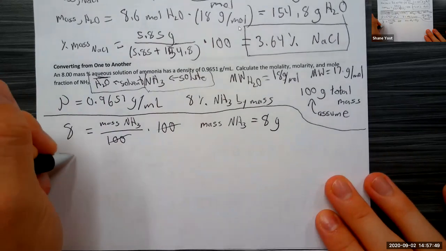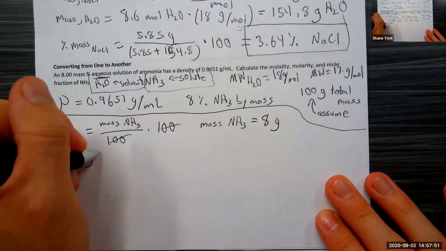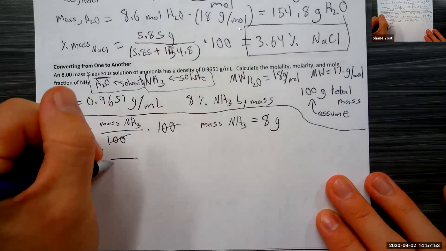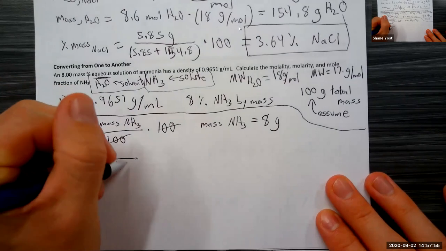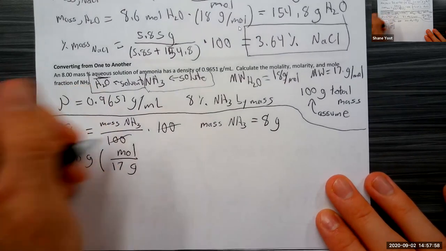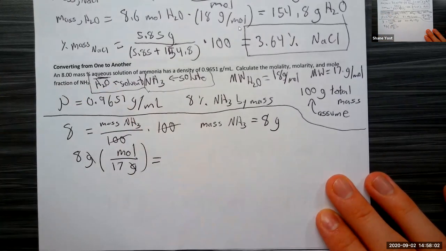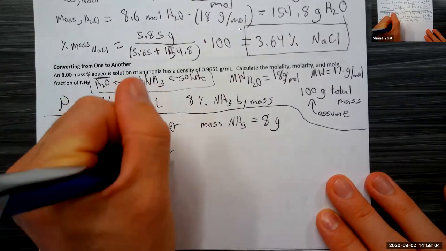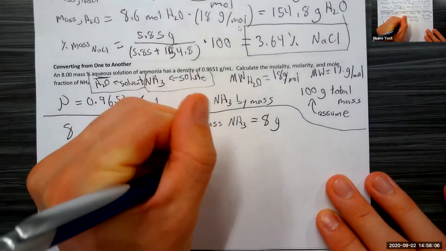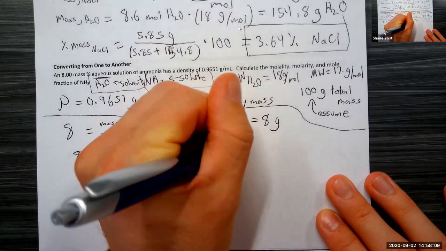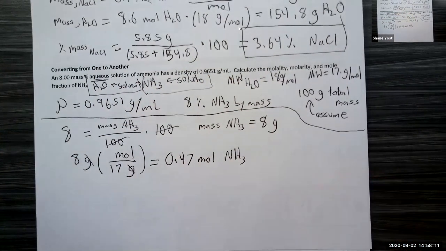So I'm going to take my 8 grams and divide it by my molar mass, 17 grams per mole. These grams cancel, and that 8 grams is going to turn into 0.47 moles of NH3. All right, so now I've got my moles of NH3. So that's good. I'm going to get the molality next.